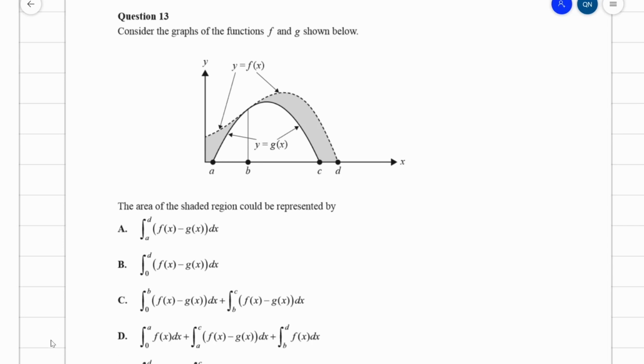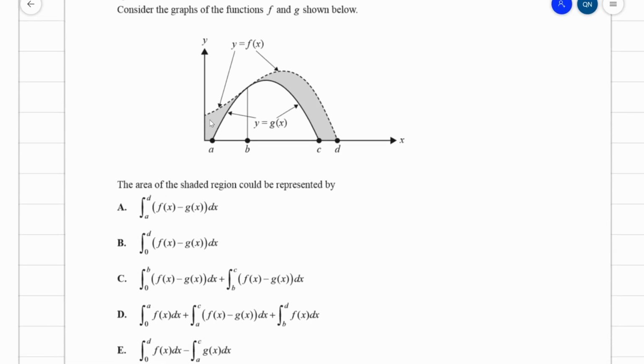D, the integral from 0 to a of f of x, so looking good so far, because you're only focusing on the function f. Then you do the integral from a to c of f minus g, which looks good, because here you're doing the difference of two curves, the area between the two curves from a to c, which is what you want. Then the integral from b to d of f of x, but that's just going to give you this big area which you don't want, so it's not going to be d either.